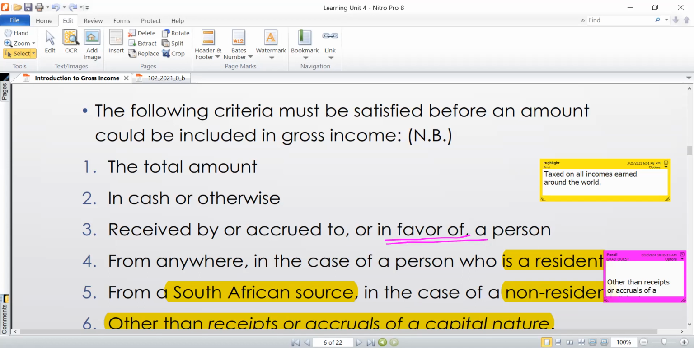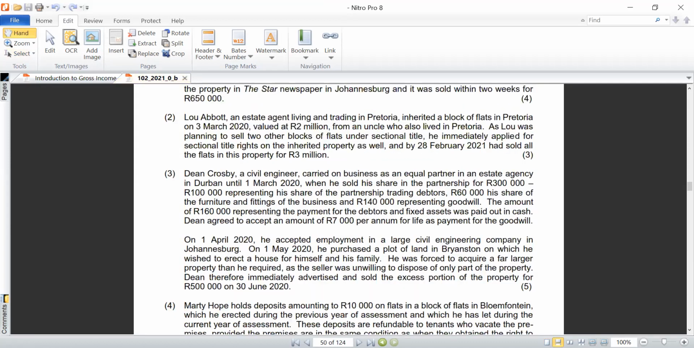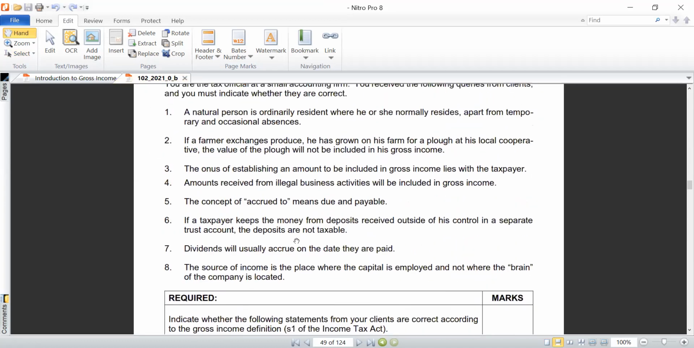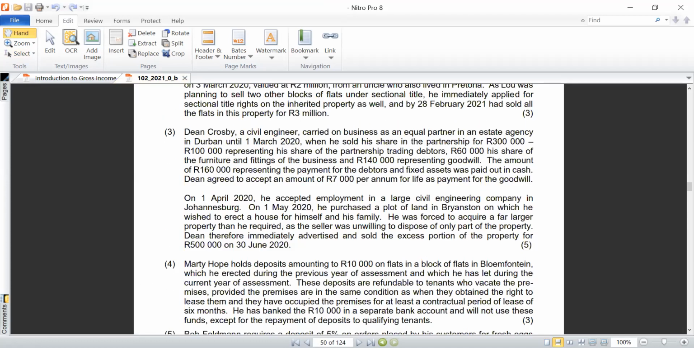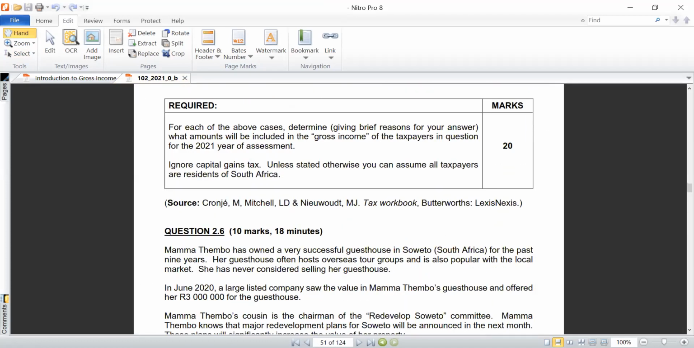So when you get a question where they want you to discuss whether a particular amount can qualify to be part of the gross income of a taxpayer, you'll be discussing the applicability of that particular amount on the basis of the elements of the gross income definition. So there is a question that I'm going to do with you today, just so that at least you have a better perspective of how these questions can be examined.